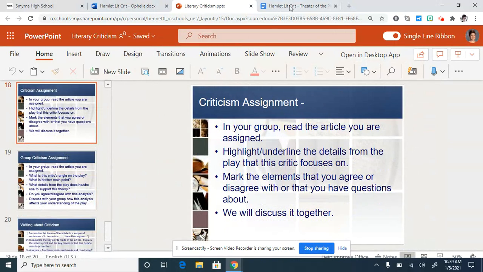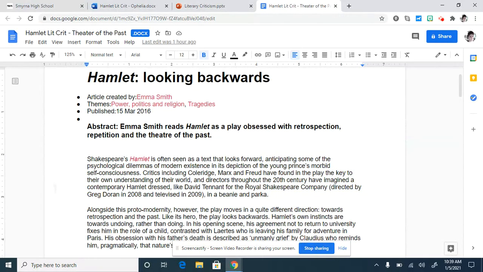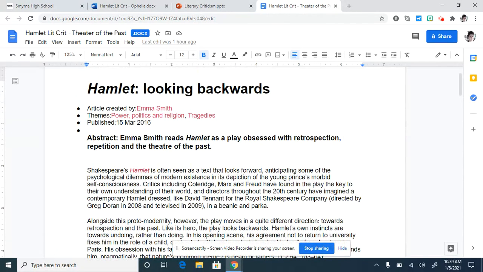All right. So now we are going to look at a much shorter article, and I'm going to show you how to go about looking at these. I know this is another long video. I'm sorry. So this one is called Hamlet Looking Backwards. It was written by Emma Smith, and this gives you an abstract.